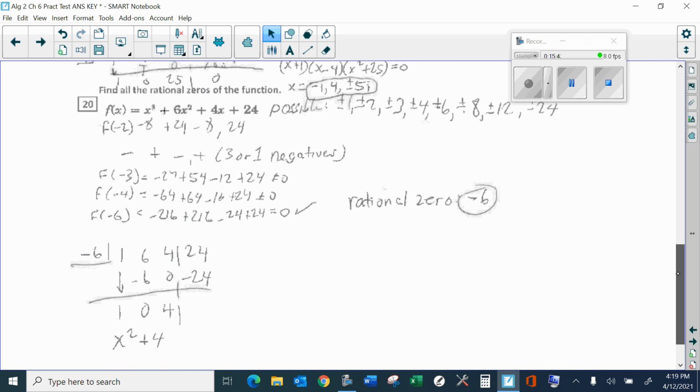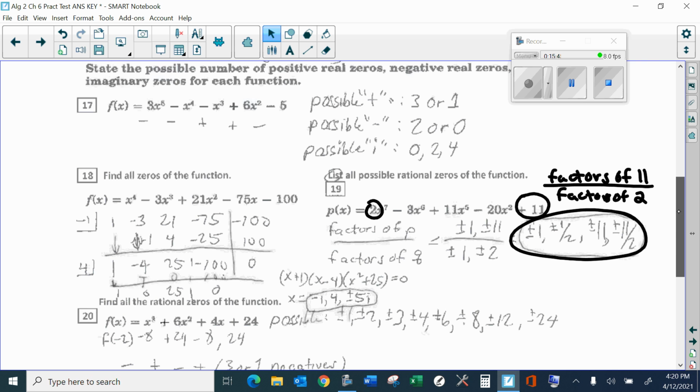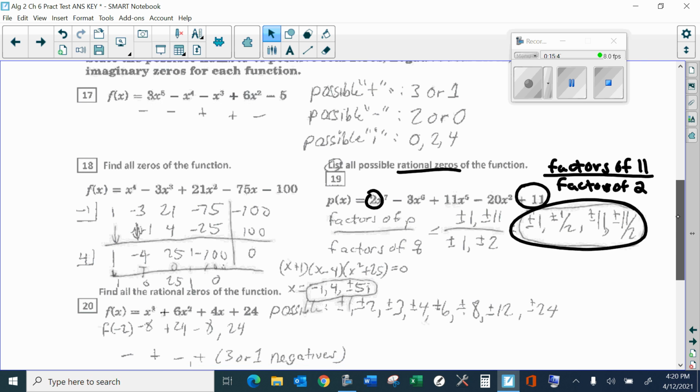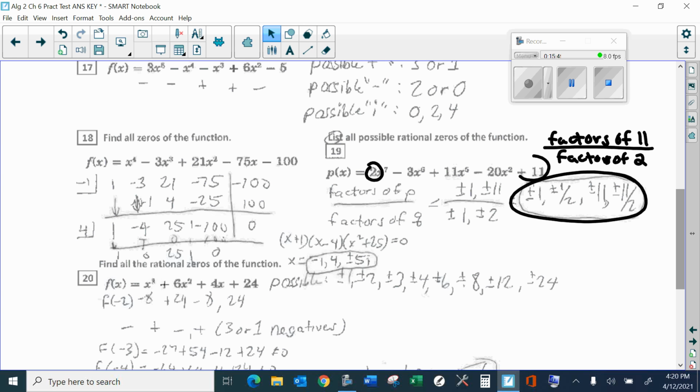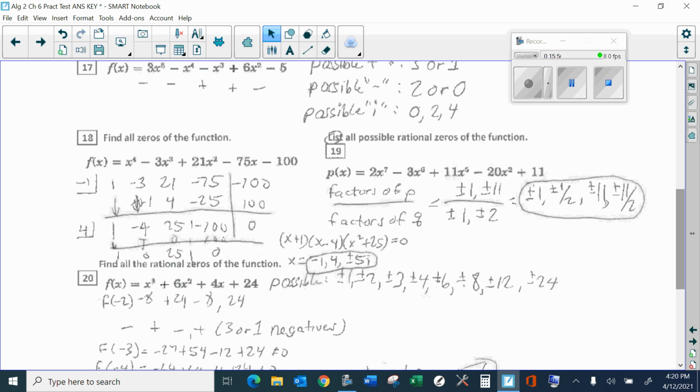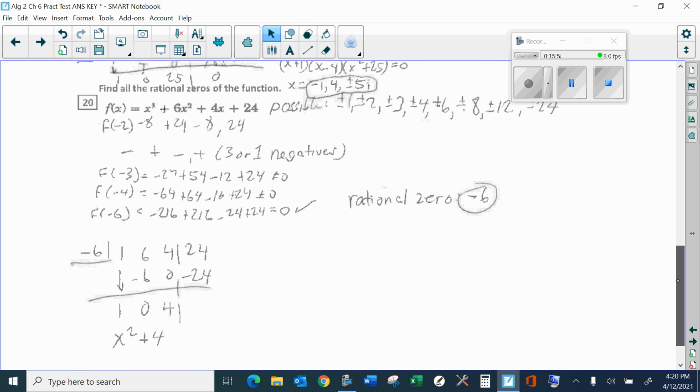Rational. Those are possible rational zeros or roots. Okay? So that does not include imaginary. Just the rational numbers. It doesn't even include irrational. Only possible rational ones. Now it says find all the rational zeros. So it doesn't care about imaginary, it doesn't care about irrational numbers. It only wants the rational ones.